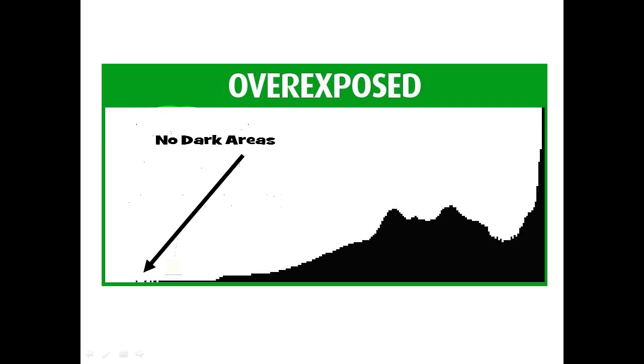You've got it overexposed because all the information is on the right hand side of the graph and little or no information on the left hand side. So no dark areas means no contrast, means it's going to be overexposed.